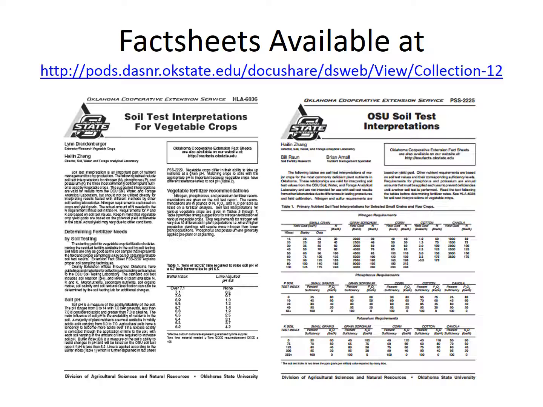The second fact sheet that I have here is PSS 2225, which is OSU Soil Test Interpretations. If you're interested in growing other crops like wheat, grain sorghum, soybeans, etc., this fact sheet will help you do that. And again, this is the fact sheet that the website uses to actually calculate the fertilizer recommendations that your soil test would have on it.